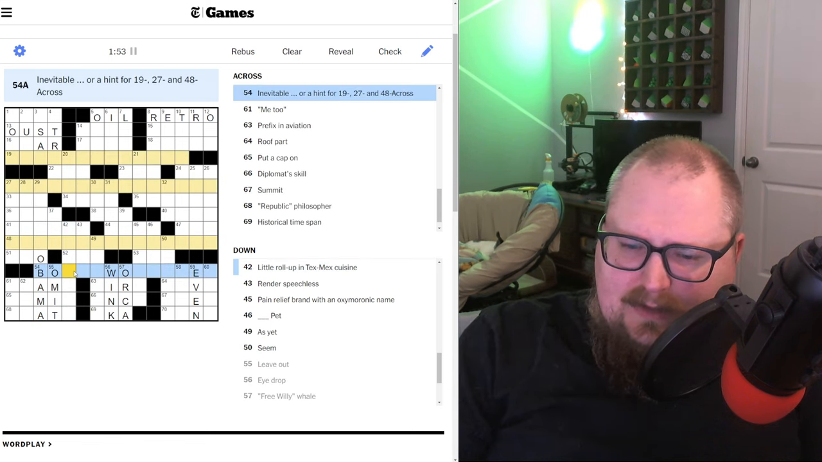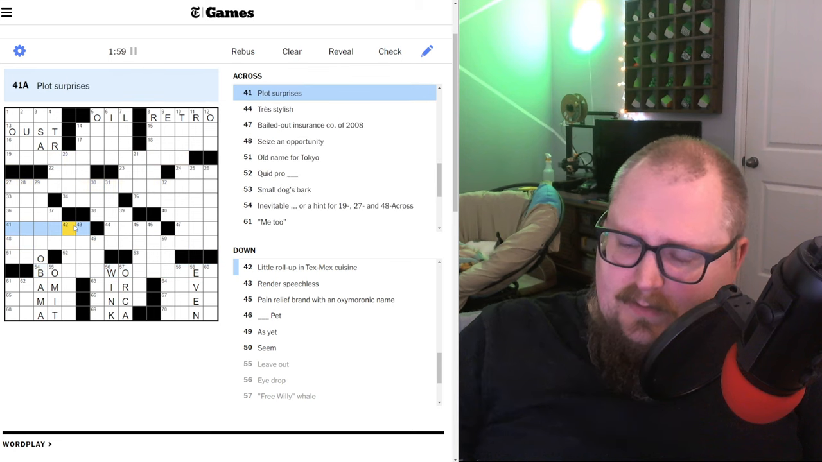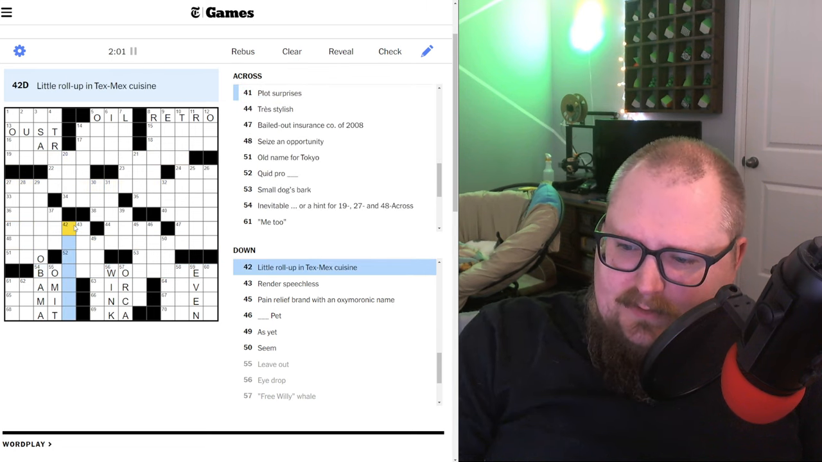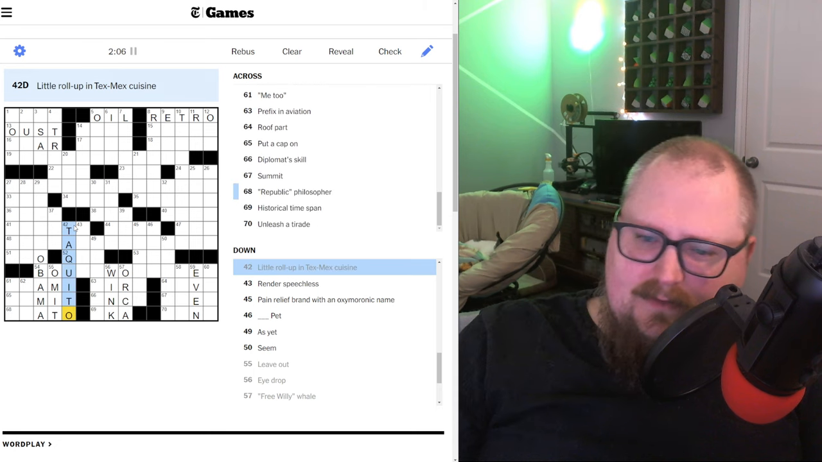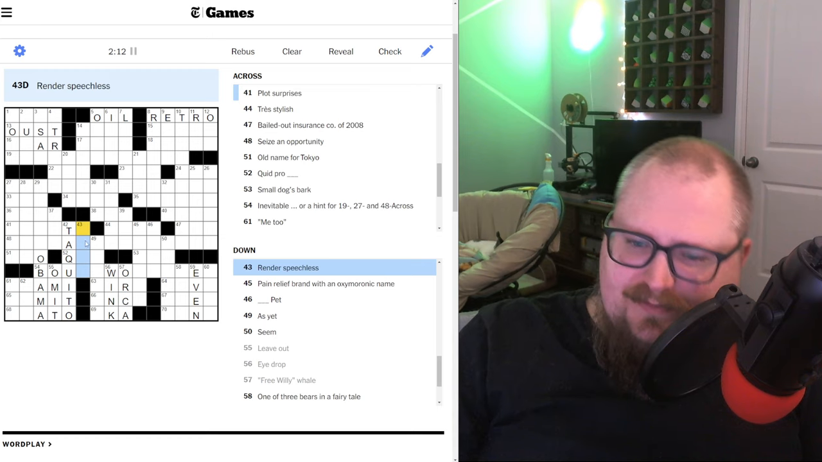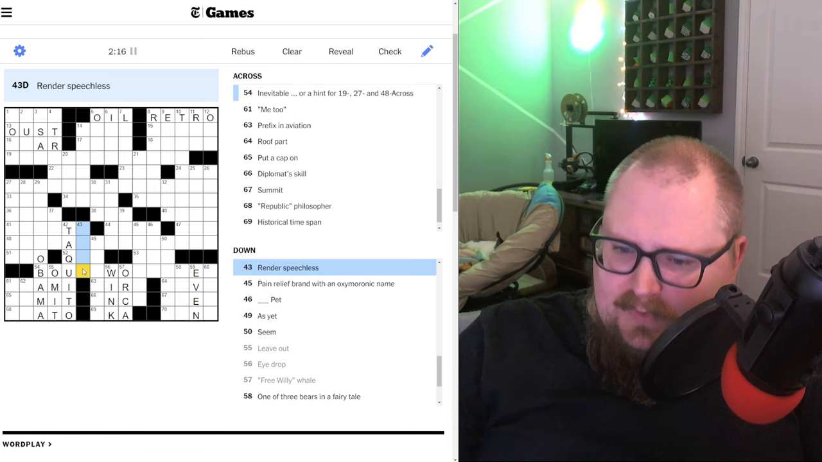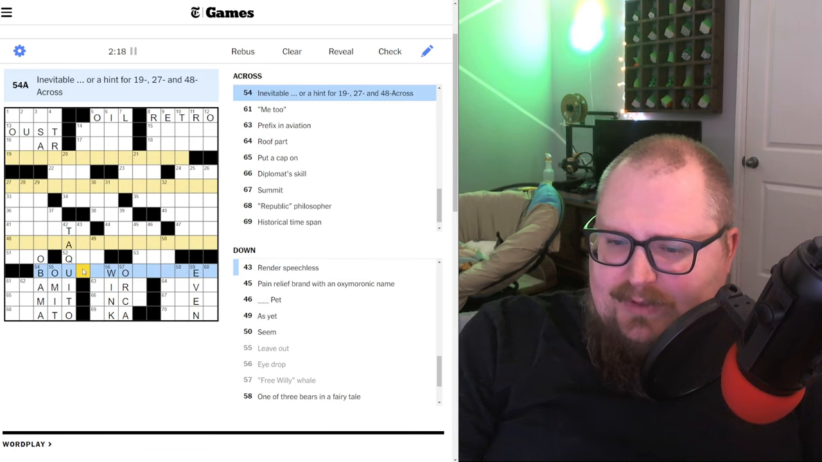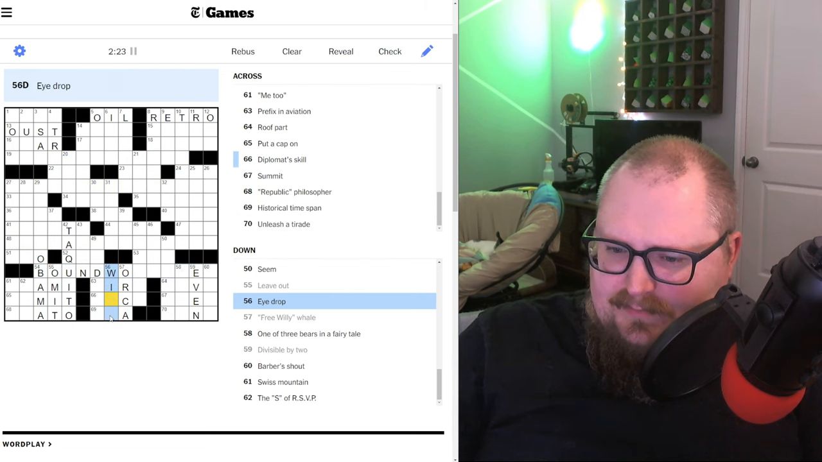Inevitable. Born. Maybe. Let's get more crosswords here. Little roll-up in Tex-Mex cuisine. I believe that is a taquito. Okay, render speechless. Could mean a few things. As yet. Okay. So, inevitable could be bound something, like bound to happen.